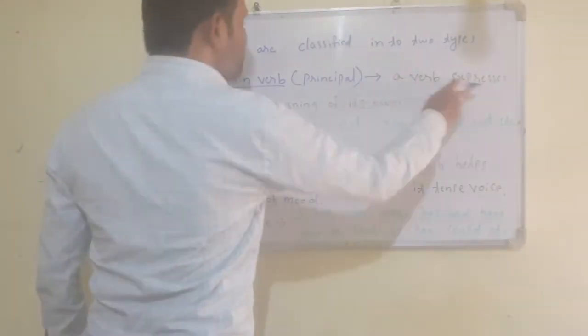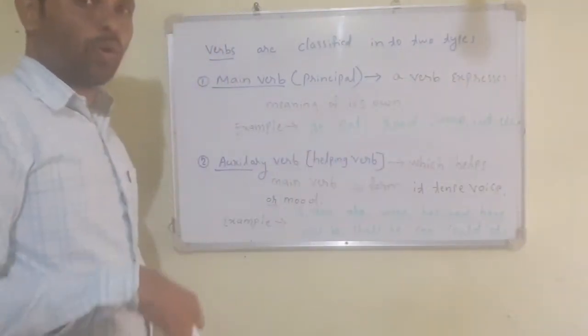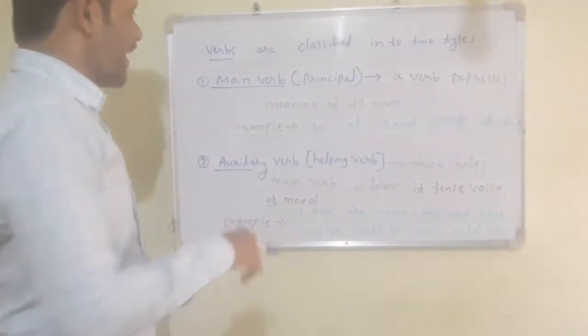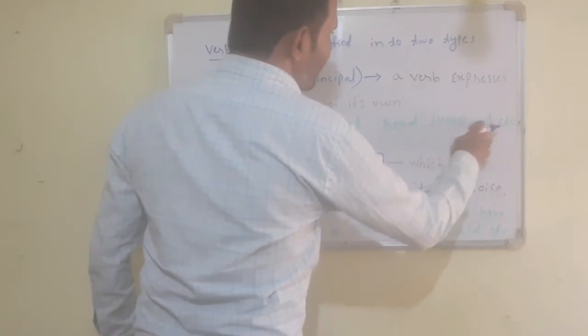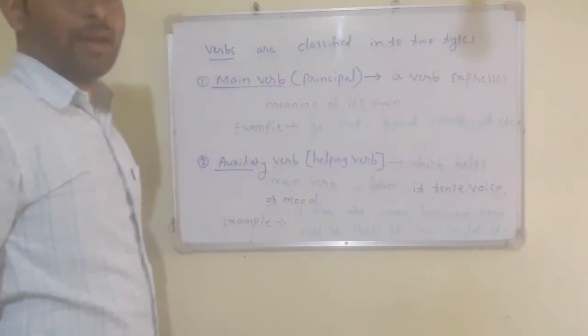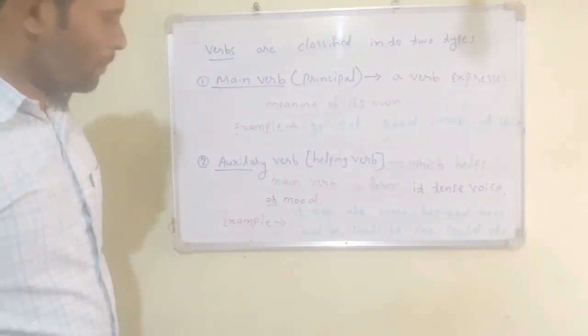A verb expresses a meaning of its own. It has its own meaning. Examples: go, eat, read, jump, cut, etc. These are all main verbs.